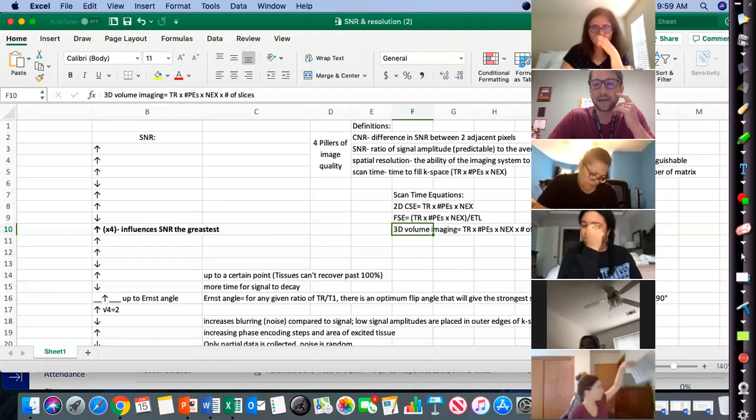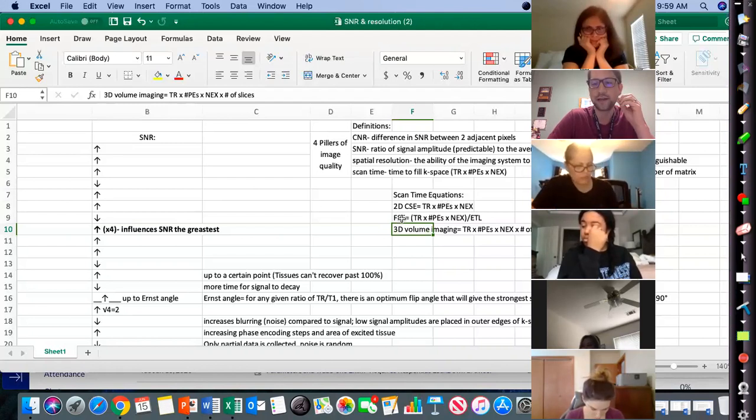And then finally, we have what we call a fast spin echo. That's what that acronym stands for. FSE is fast spin echo. So when we have a fast spin echo, we have multiple 180-degree refocusing pulses, which create multiple echoes during a TR. And that allows us to fill multiple rows of K-space per TR.